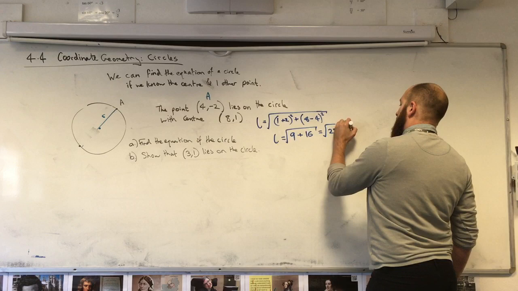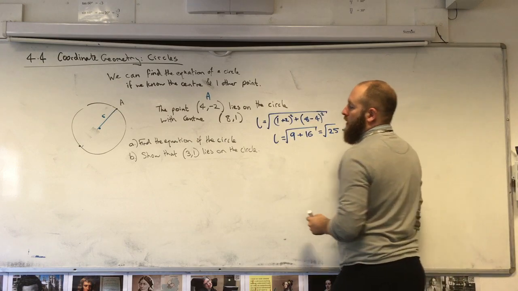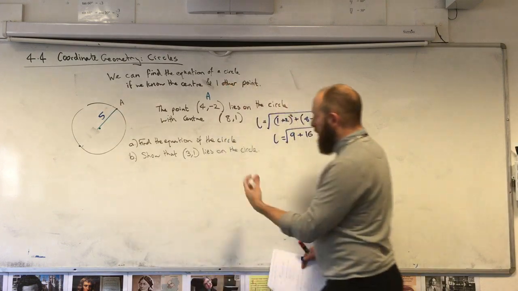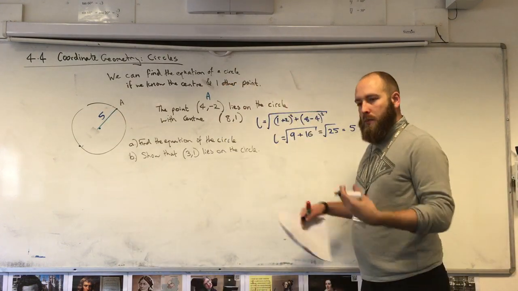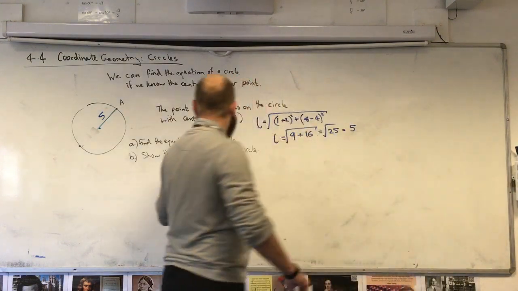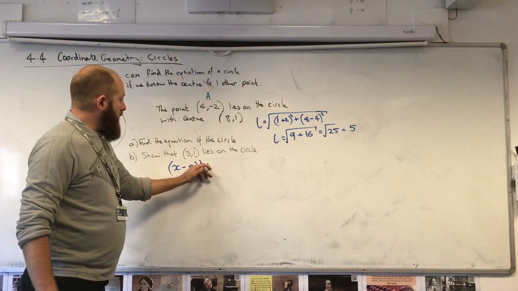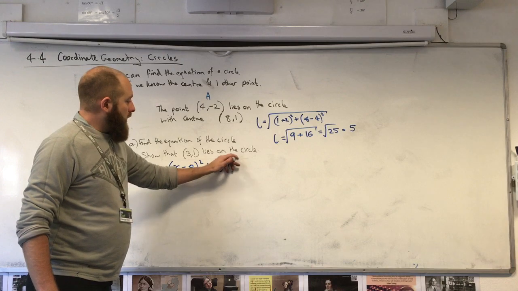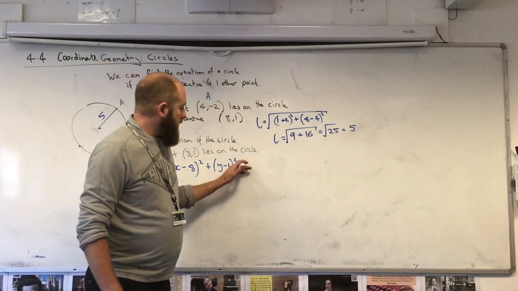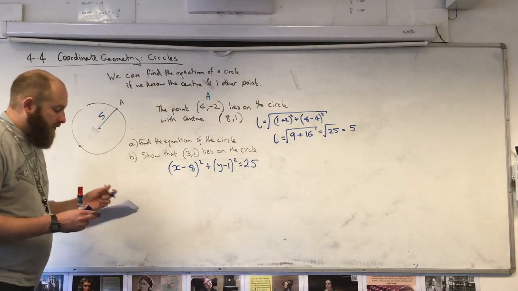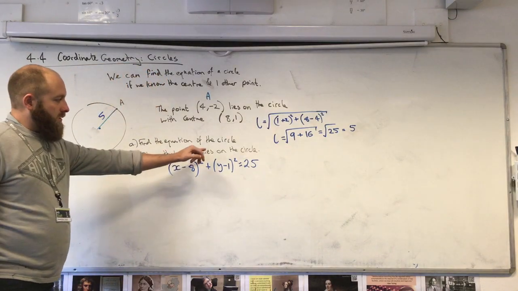So we get our length is 5, so our radius is going to be 5. And we've got the radius, we already know the centre, so we can put it all into the equation of the circle. So we get x minus 8 squared plus y minus 1 squared equals the radius squared, so 25.